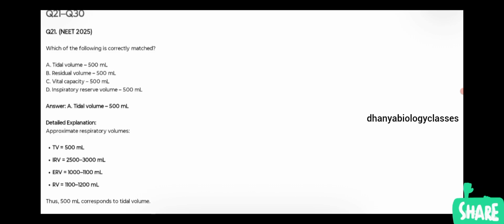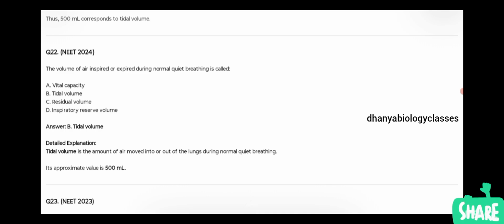Which of the following is correctly matched? Tidal volume, that is 500 ml, it is correct. And then residual volume, it is not 500 ml, that is 1100 to 1200. And the vital capacity, this thing we discussed, it is about 3500. And inspiratory reserve volume is actually 2500 to 3000 ml. Okay, so the answer is tidal volume 500 ml. The volume of air inspired or expired during normal quiet breathing is the tidal volume, which is about 500 ml.